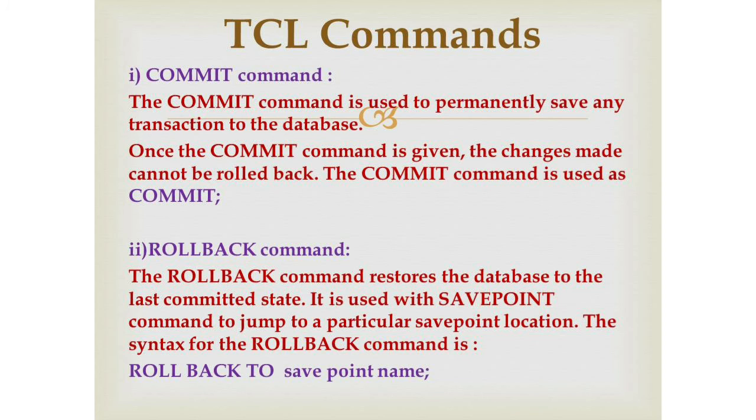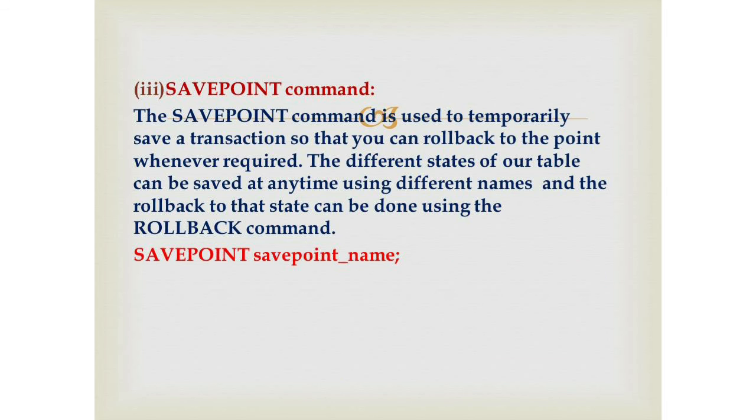Savepoint means it will store temporarily. It will store the actions, what are the actions you have performed on the data. It will store them temporarily. The syntax for the rollback command is ROLLBACK TO savepoint name. Third command in TCL is SAVEPOINT.